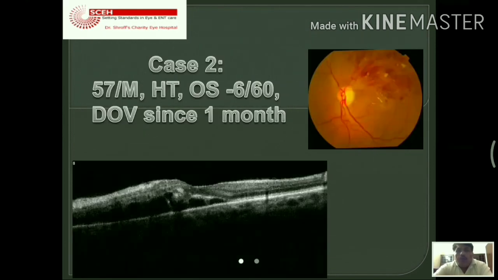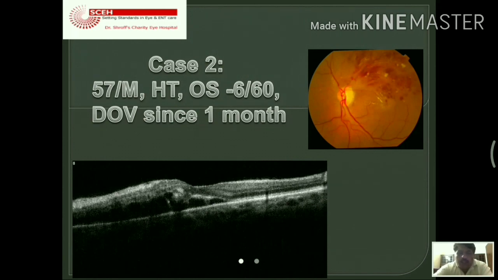So coming to another case, what we very commonly see in our clinics. This was a 57-year-old gentleman, history of uncontrolled hypertension, best corrected visual acuity was 6/60, and came to us with diminution of vision for a month. On the right side, you can see the color fundus photo. I think there is no problem in diagnosis. So this is a superior temporal branch retinal vein occlusion in this patient.